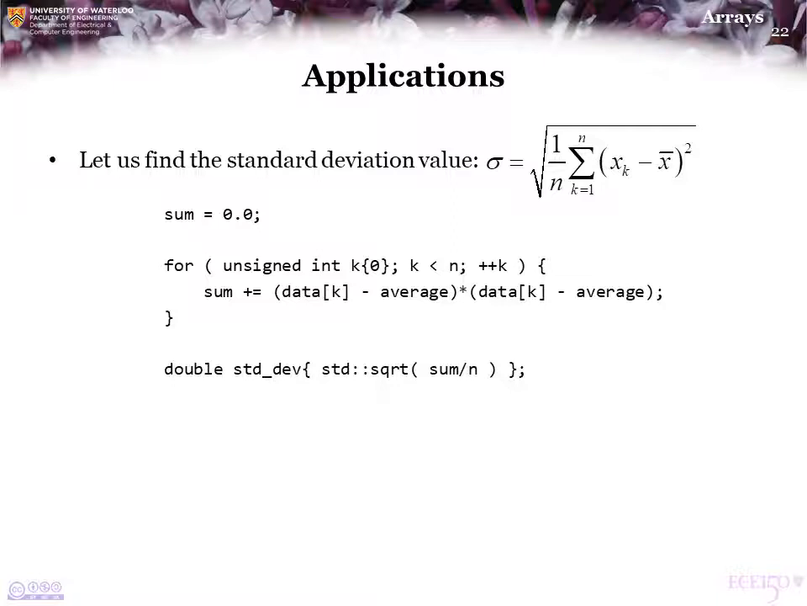I can now declare a local variable called standard deviation, which is assigned the sum divided by n, and all of this is passed to the square root function. Of course, I need to include the CMath library to accomplish this. I can now print to the screen the standard deviation.